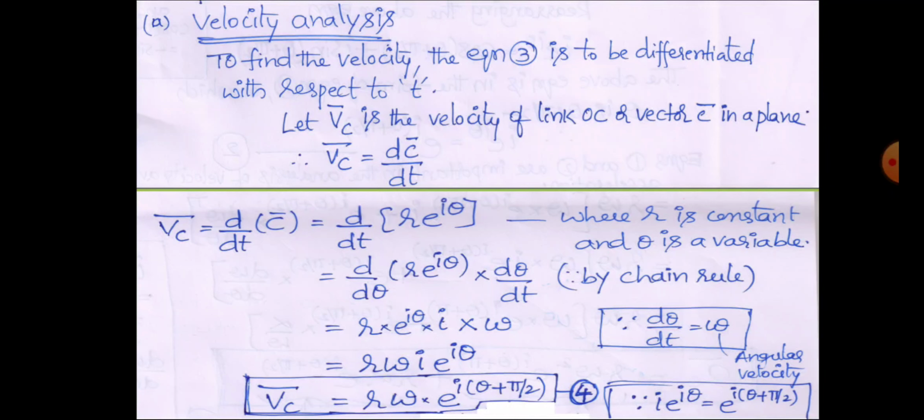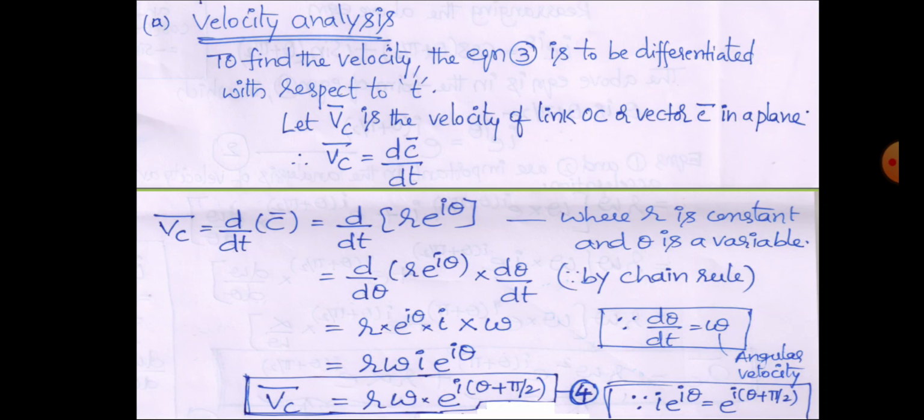C bar is equal to r into e power I theta. So therefore, what is VC bar? It is the velocity of vector C, or velocity of link OC. How can I get the velocity of link OC? If I differentiate the position vector or the displacement vector of link OC, which is nothing but equation 3, with respect to time once, I will get velocity.